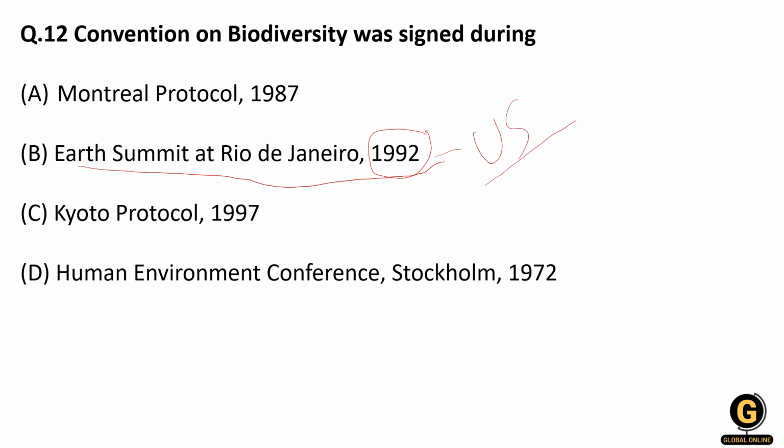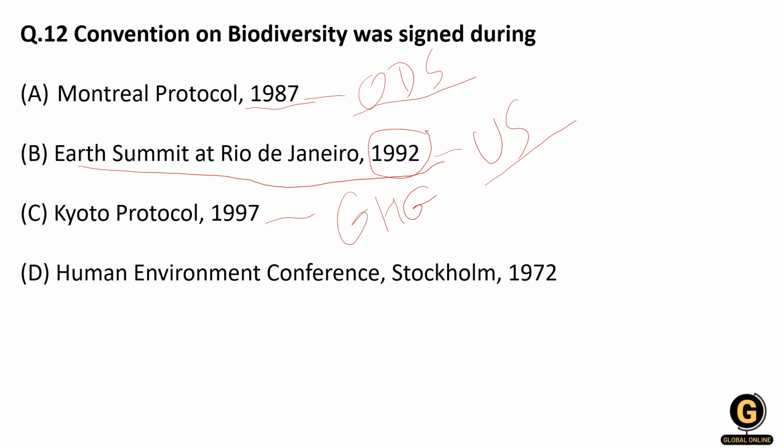And the Montreal Protocol is about ozone depleting substances. So you have to remember the year and what that protocol was for. In 1987 it was for ozone depleting substances. The Kyoto Protocol was for greenhouse gases, right? So to regulate the greenhouse gases.